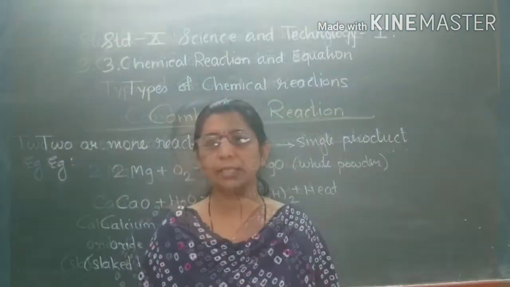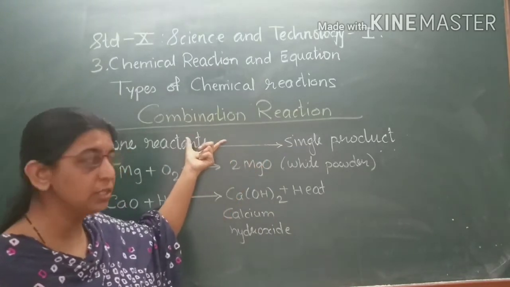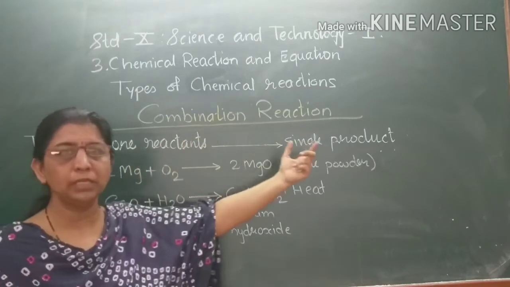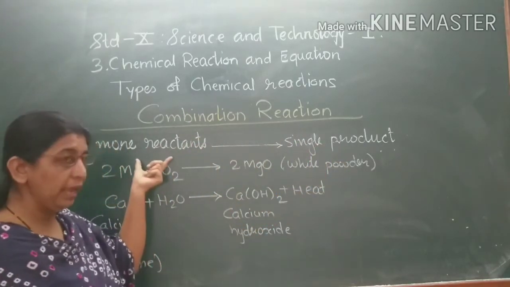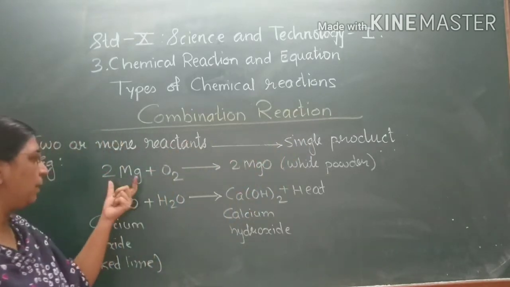Let us study the first type of chemical reaction, combination reaction. As the word combination is used, here two or more reactants combine to form a single product. A plus B gives us AB. Let us study some examples.